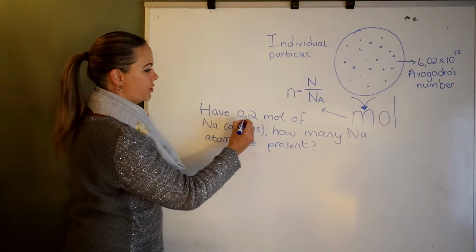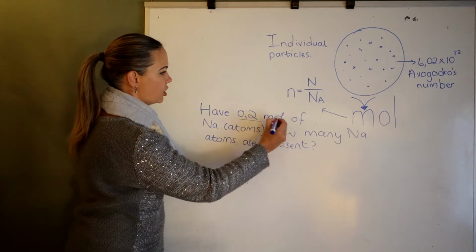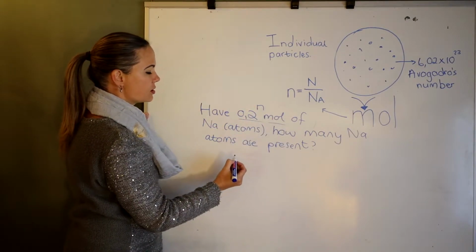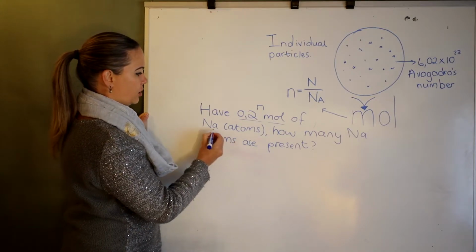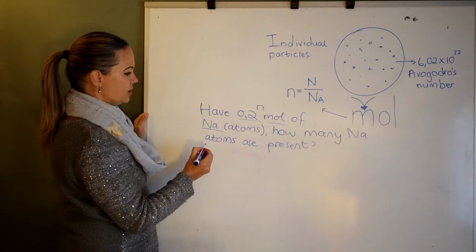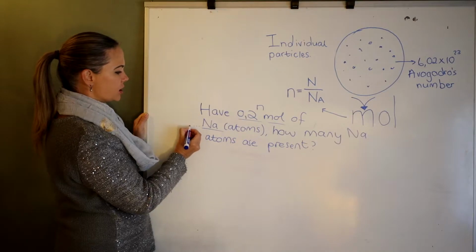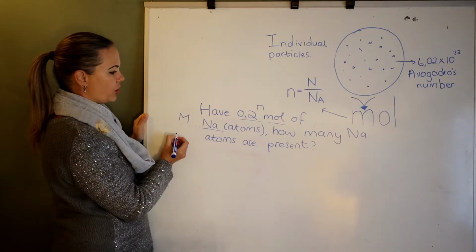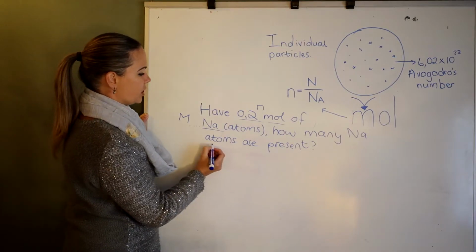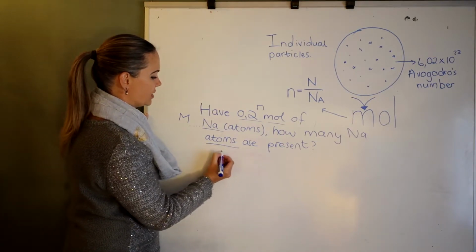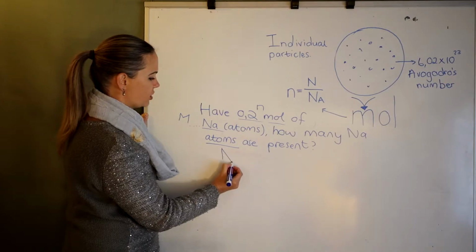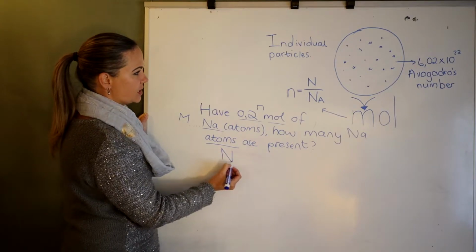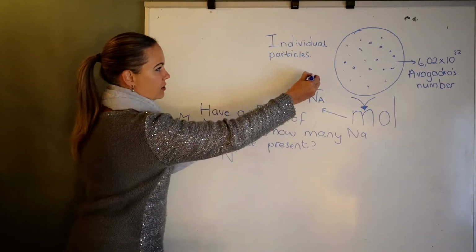Alright, so let's look at what we've got and what is being asked. We have the number of moles, lowercase n. We have the identity of the substance. So if needed for a calculation, we can calculate the molar mass from the periodic table. What is being asked is the number of atoms, so the number of individual particles represented by capital N.